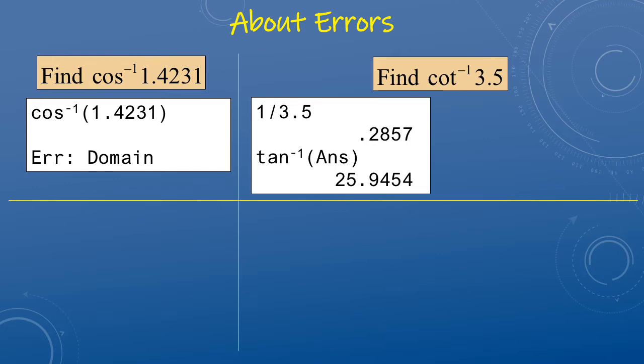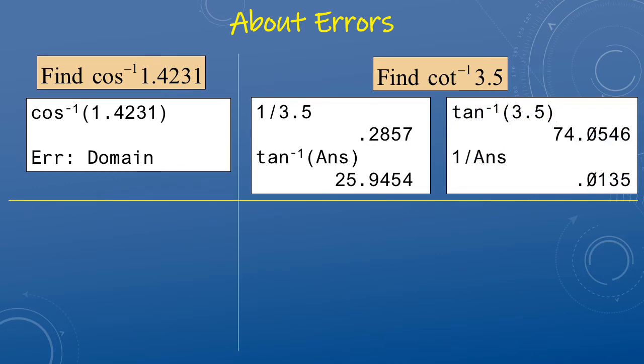15.9454 degrees. But students who do not have the calculator techniques down might know that a reciprocal is needed and then do these steps. They first take the inverse tangent of 3.5, getting 74.0546, and then take the reciprocal of that answer, and they get 0.0135. So they write down their answer of 0.0135 degrees, and they never really know they're wrong. They believe the calculator. So that is why it is vital that you learn these steps now and learn them well.